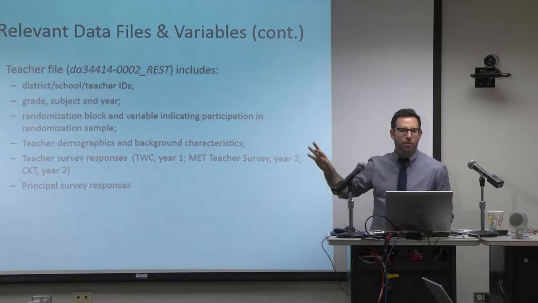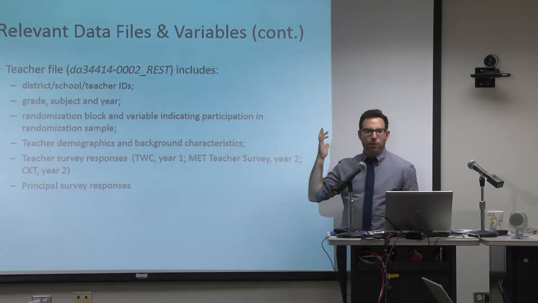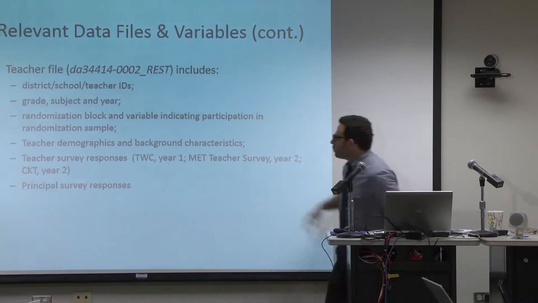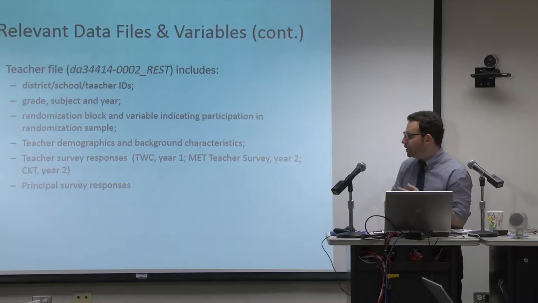And in some cases, maybe you'll find a teacher in the randomization sample that got a zero on the randomization sample indicator, right? So again, there are going to be some issues like that. You want to make sure that everyone retained in your sample should be there, right? You'll have, as I said, the teacher demographics and background characteristics. So I think there's race, gender, experience in the district, master's degree and above.